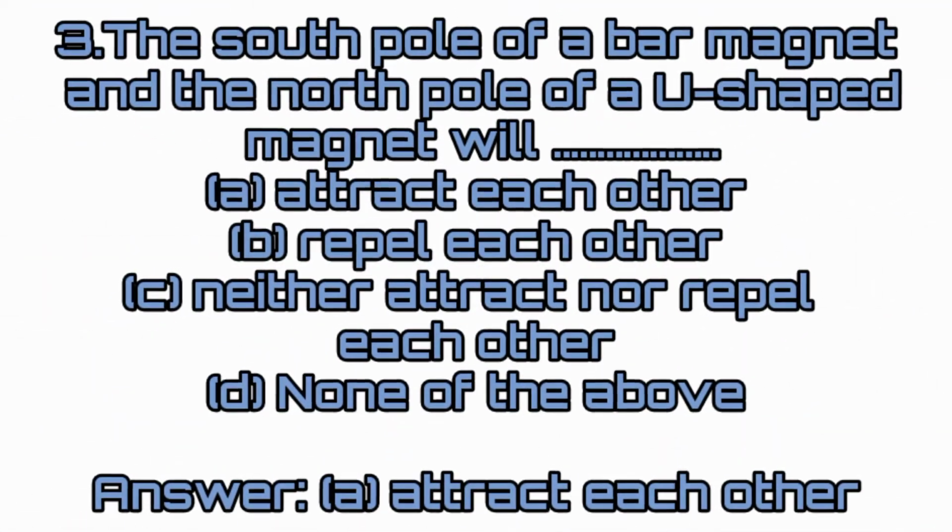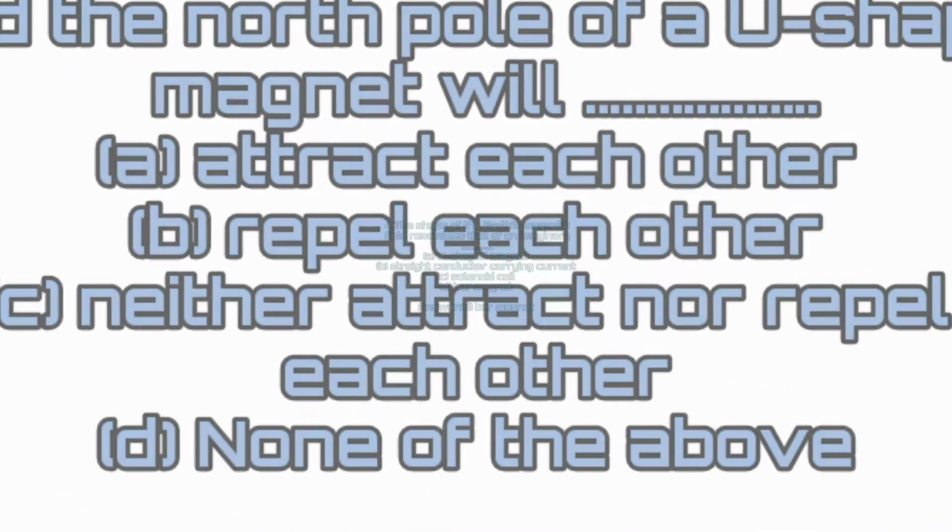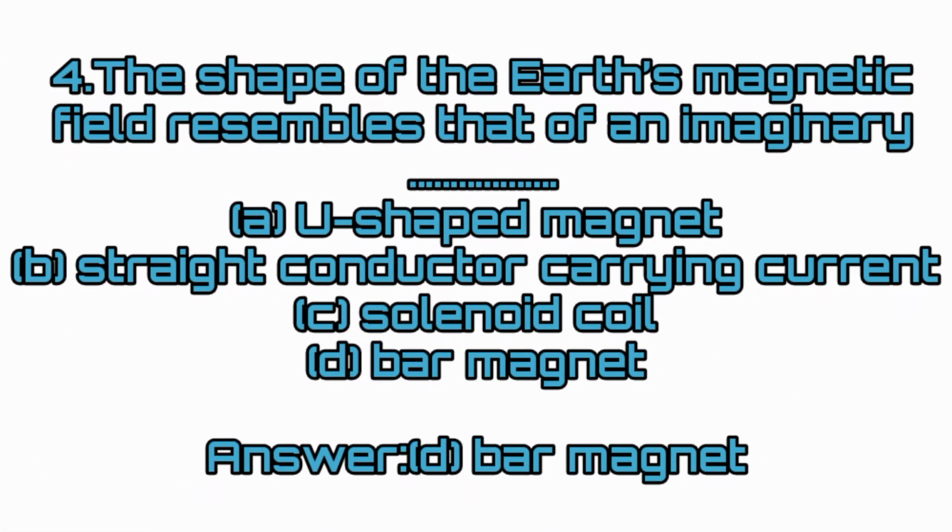The south pole of a bar magnet and the north pole of a U-shaped magnet will. Answer option A, attract each other. The shape of the Earth's magnetic field resembles that of an imaginary. Answer option D, bar magnet.